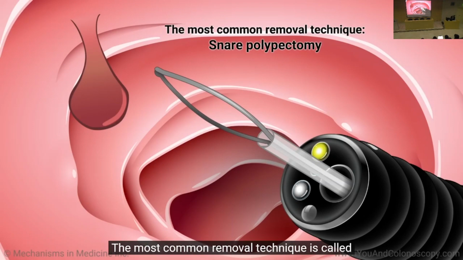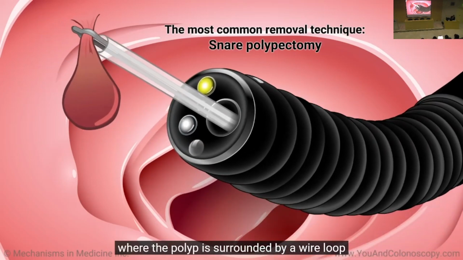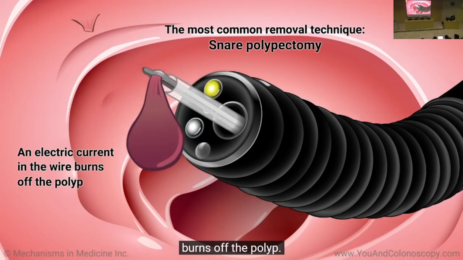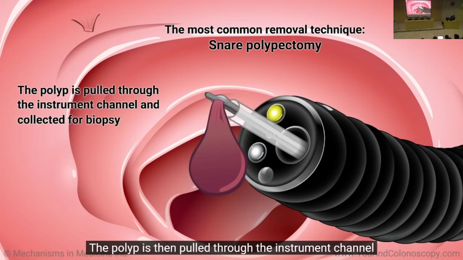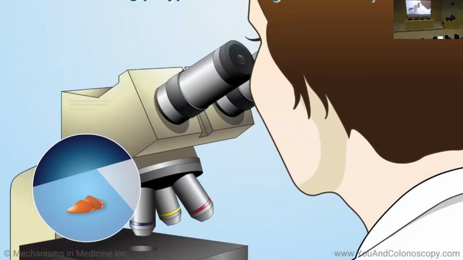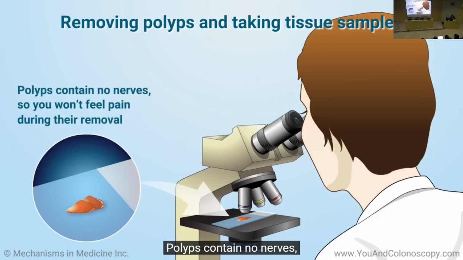The most common removal technique is called snare polypectomy, where the polyp is surrounded by a wire loop, and then an electric current in the wire burns off the polyp. The polyp is then pulled through the instrument channel and collected for biopsy. Other methods are available depending on the size and shape of the polyp. Polyps contain no nerves, so you won't feel pain during their removal.